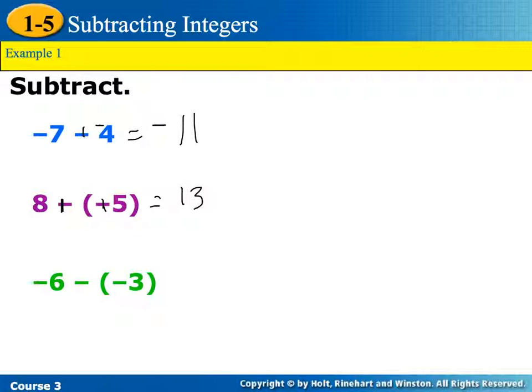-6 minus a -3. Add its opposite. You're really going to get sick of hearing it from me, but I'm going to say it a lot because it gets ingrained into your brains. Add the opposite of -3, which is +3. My answer is -3, because different signs, a negative and a positive, so I subtract 6 minus 3, which is 3. -6 is farthest away from 0, so my answer is -3.